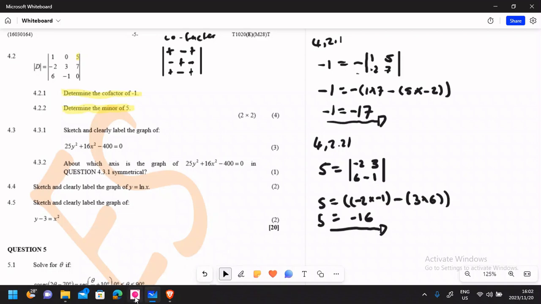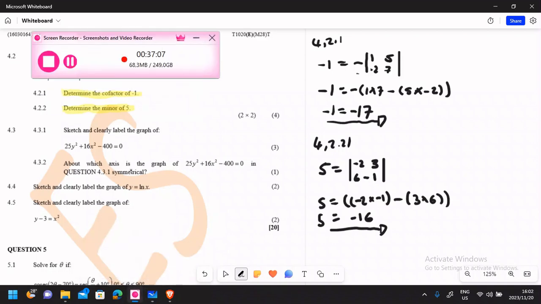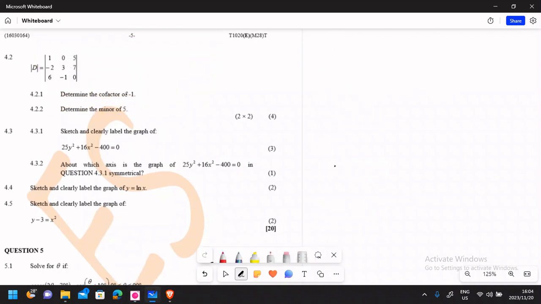All right, guys, let's pause and let us do the other question. All right, guys, now let's do question 4.3. Now, what's happening on 4.3? They want us to, let's look at this. 4.3 consists of 2 questions, by the way.